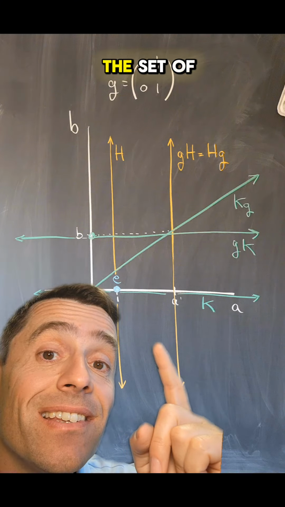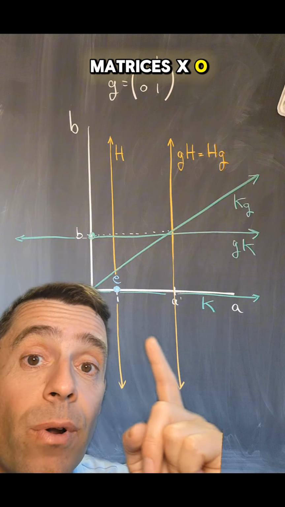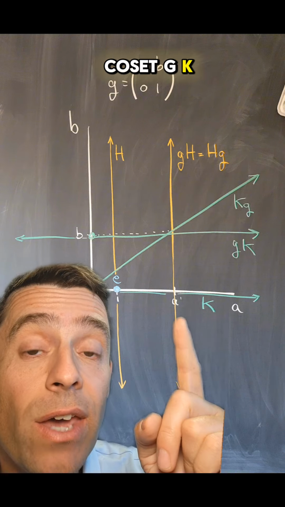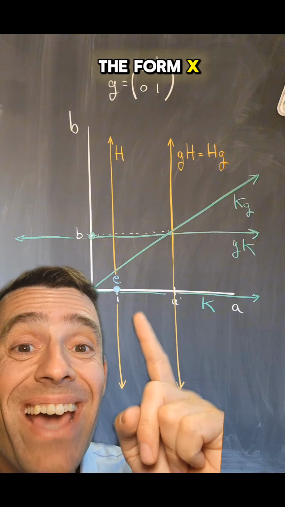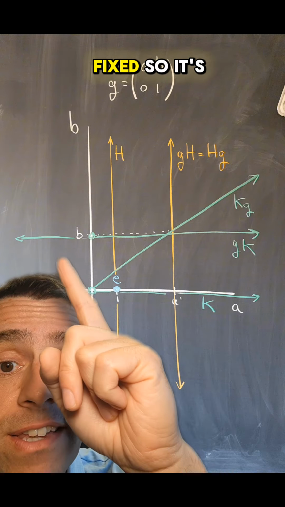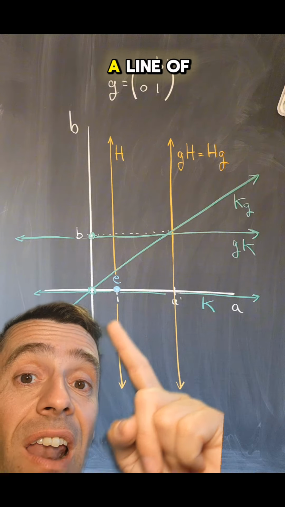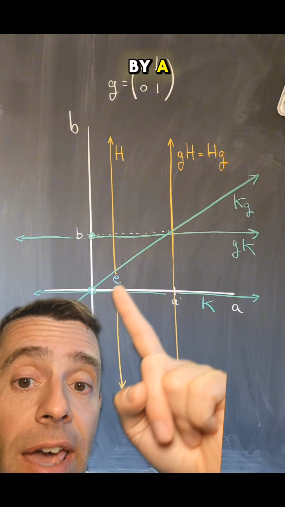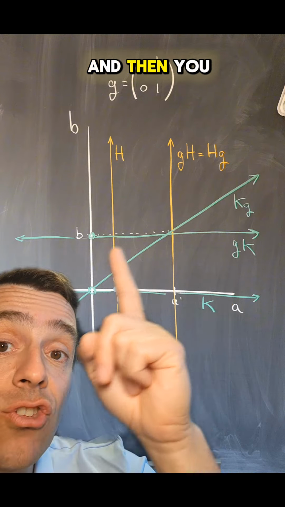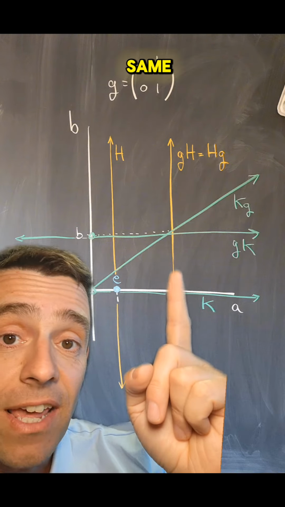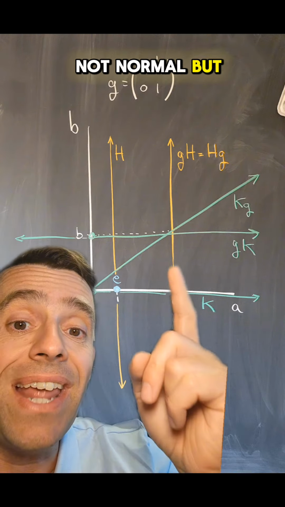Now, K is the set of matrices (X, 0; 0, 1), so it's the x-axis. The coset GK was matrices of the form (X, B; 0, 1) with B fixed, so it's that line. But the coset KG was a line of slope B divided by A, so they look like this. And then you can see that GK and KG are not the same. So K is not normal, but H is.